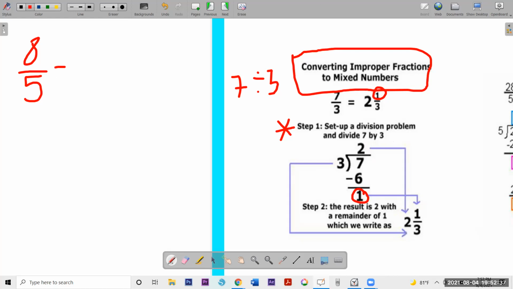So step 1, I have to divide the top number by the bottom number. You can use the calculator, but remember we're trying to learn how to do it with the calculator and without the calculator. So how many times can I get 5 out of 8? Only once. And when I get it one time, I end up with 1 whole. So when I take out the 5, how much is left? 3. So your answer is 1 and 3 over 5.